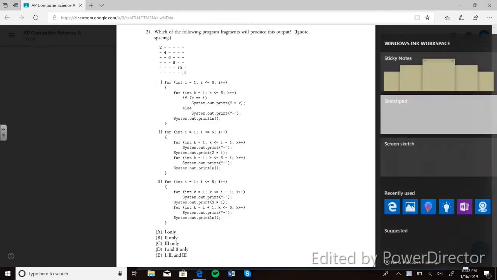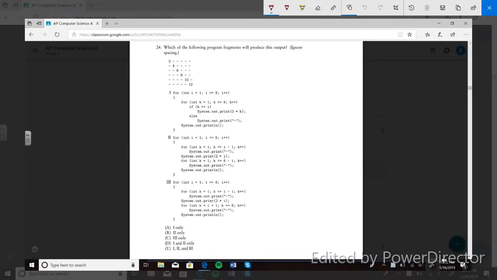For number 21, they ask which of the 3 codes will produce this given output. So to do this, we have to go through all the codes. So the first one has a nested for loop, and it has int i equals 1. And then inside is int k equals 1 as well. So then it says if k equals i, then print 2 times k. So they both equal 1, so you would print out 2 times k, which is 2.